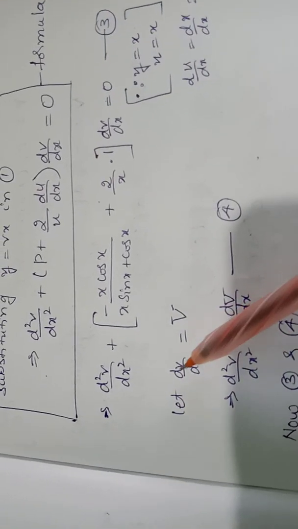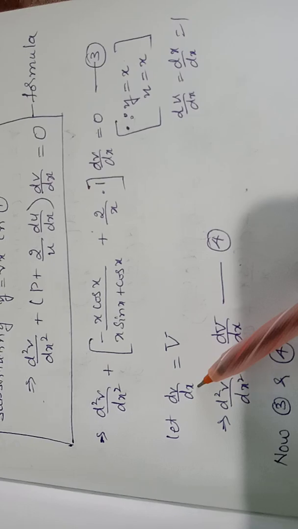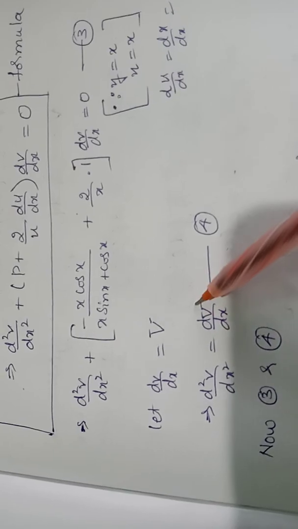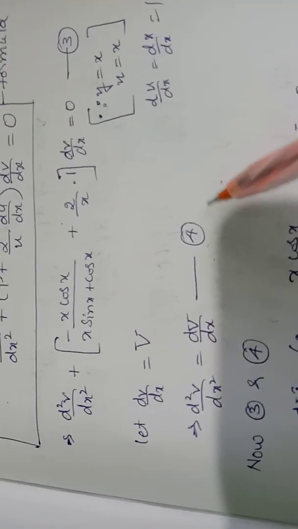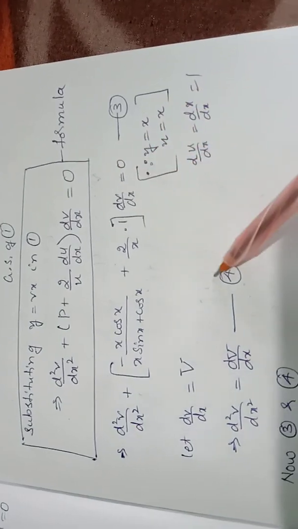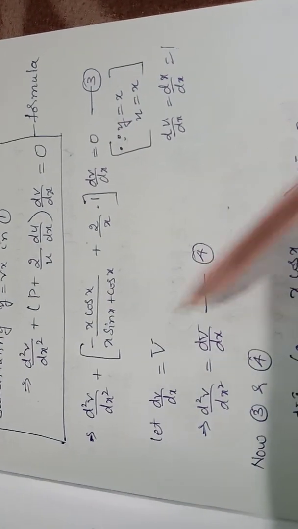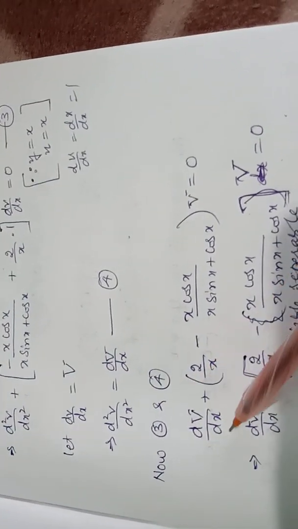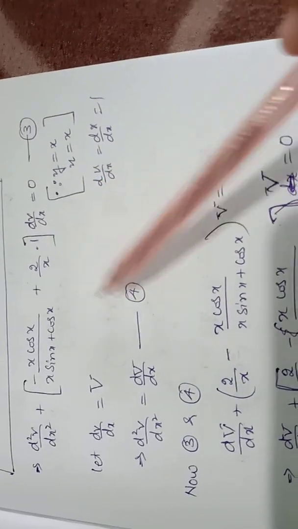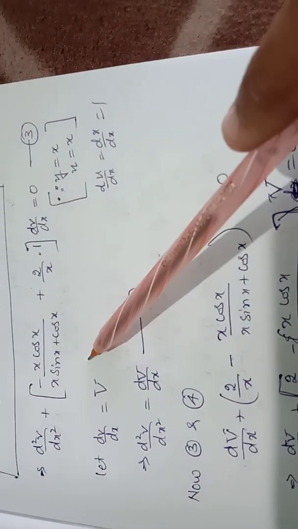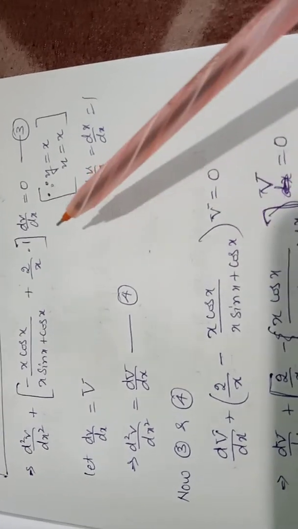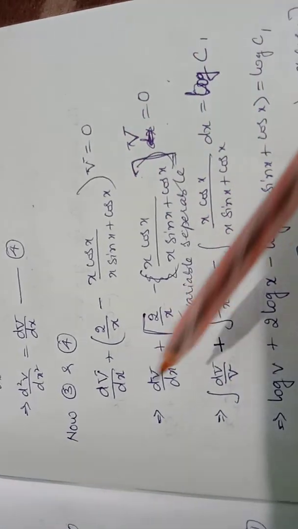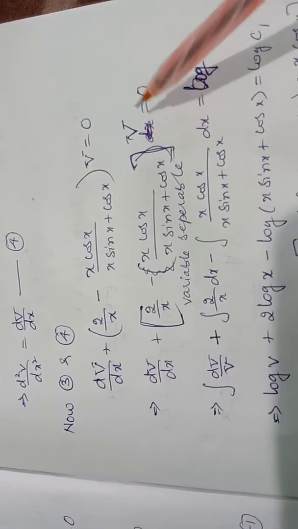Now we are taking this dv by dx as capital V. By differentiating this, d square v by dx square will be dV by dx. We are taking this as equation 4. Now from 3 and 4, we are substituting this V and dV by dx in equation 3. So what will we get? dV by dx plus (2 by x minus x cos x by x sin x plus cos x) V equal to 0. Again we are writing the same equation.